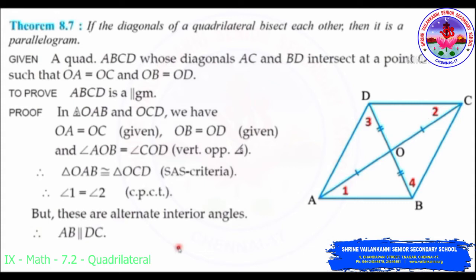angle 2. By CPCT, we get angle 1 is equal to angle 2. We find here that AB and CD are two lines cut by a transversal AC, and we proved that angle 1 is equal to angle 2. So these are alternate interior angles, and we proved that the alternate interior angles are equal. So I can show by the converse of alternate interior angles: when two lines are cut by a transversal, and if the alternate interior angles are equal, then those two lines are parallel to each other. So we get AB is parallel to CD.